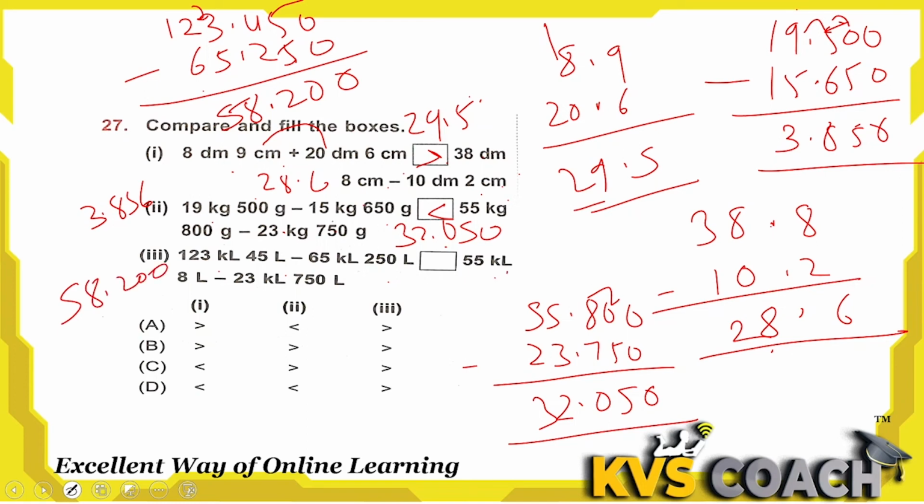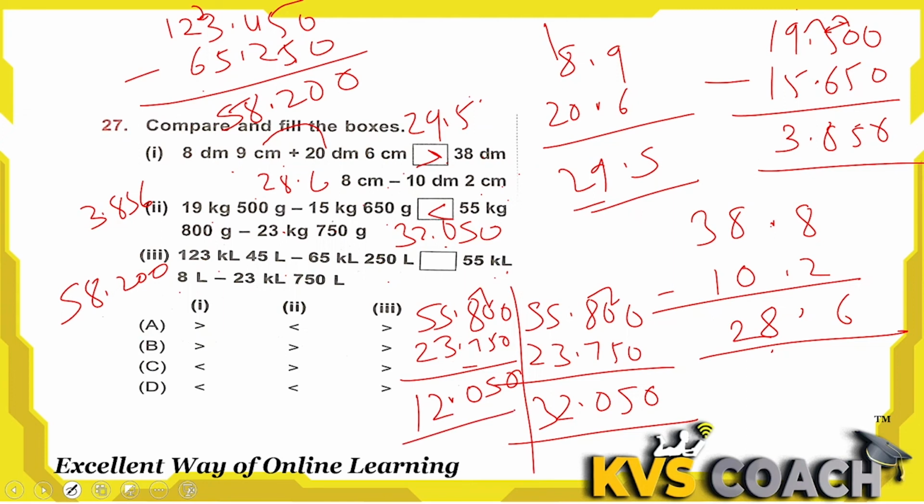Second part is 55.8. Here I will do 55.8 and 23 minus 0.750. So here I will put 0 here. So 0, 10 minus 5 is 5, 7 minus 7 is 0, 5 minus 3 is 2, 5 minus 2 is 1. So here it will be 12.050. So this value is bigger, this is smaller, so we will put the sign here.